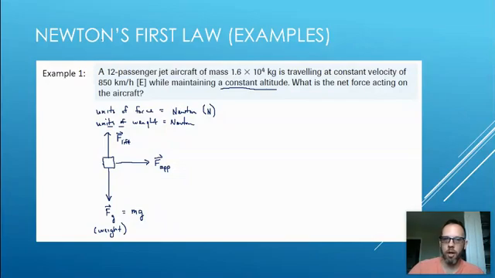Now if this was the only force acting on the jet in the horizontal direction, then the jet would just keep accelerating forever. But we're told it's traveling at a constant velocity of 850 kilometers per hour. So we know obviously that there is air resistance. It's not flying through a vacuum. So let me just call that F air.